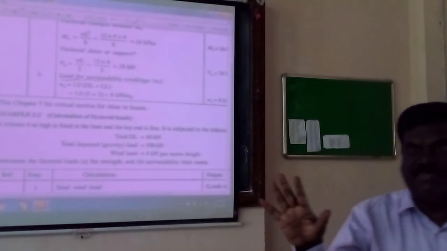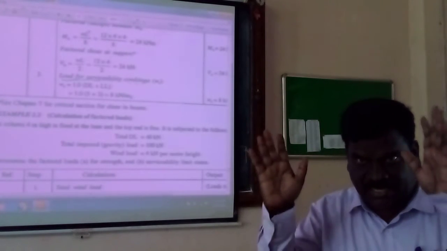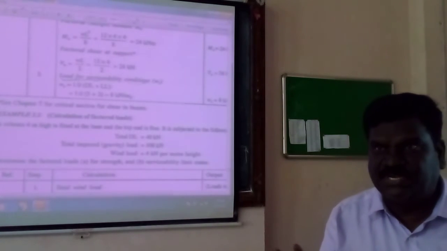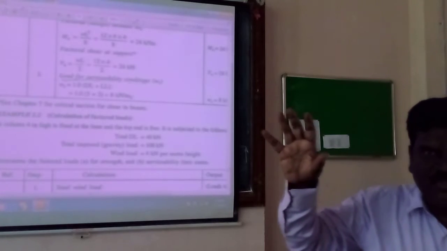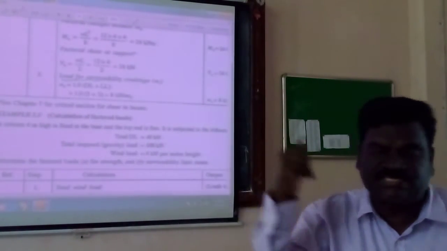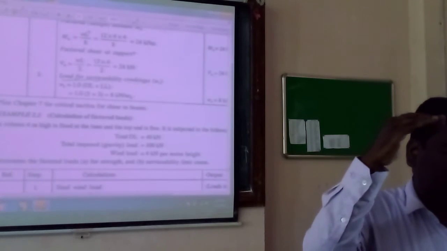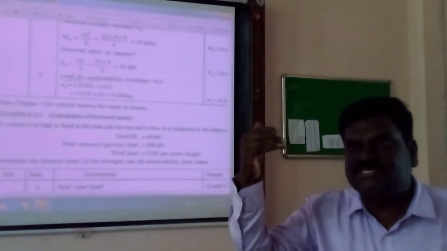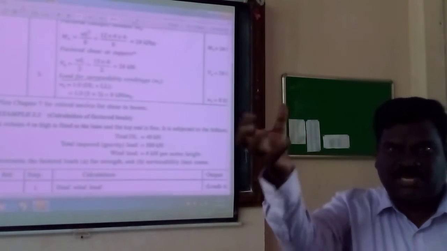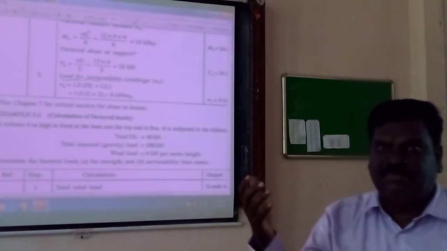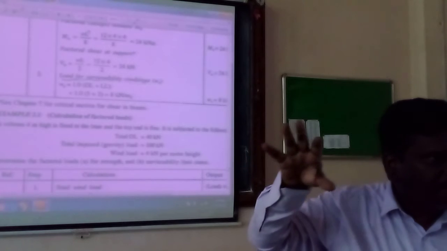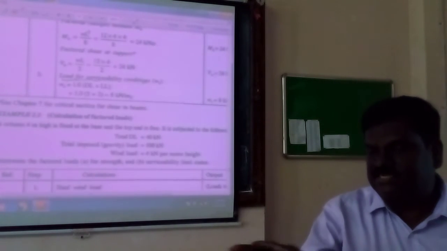Load for serviceability condition is nothing but the actual load. The characteristic load is the load we use to check for serviceability, not the factored load. Factored load will be used only for the ultimate limit state of strength, in other words, limit state of collapse. Only from the strength point of view, to design the beam, we use ultimate strength. For serviceability checks, we use the actual load, the characteristic load.